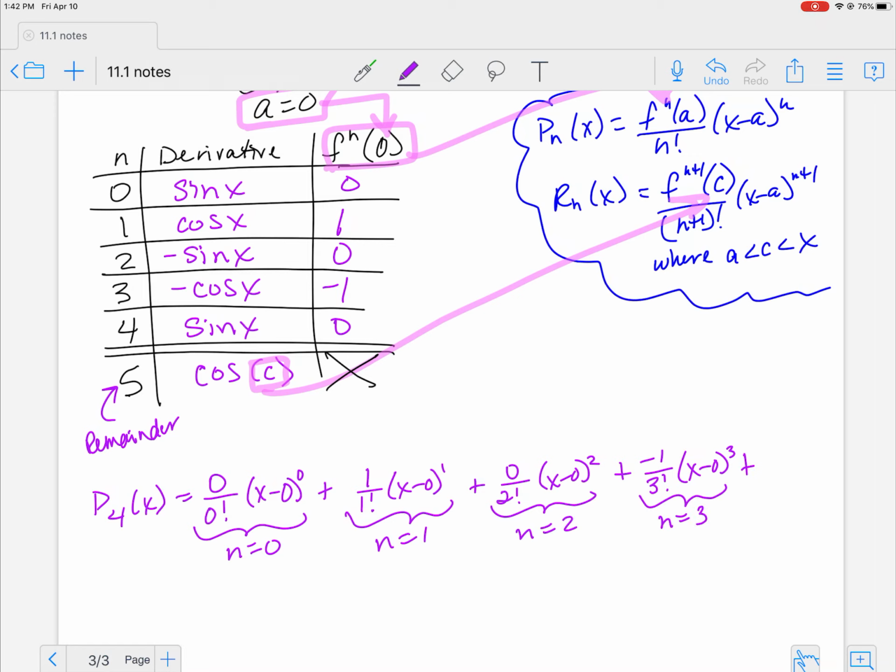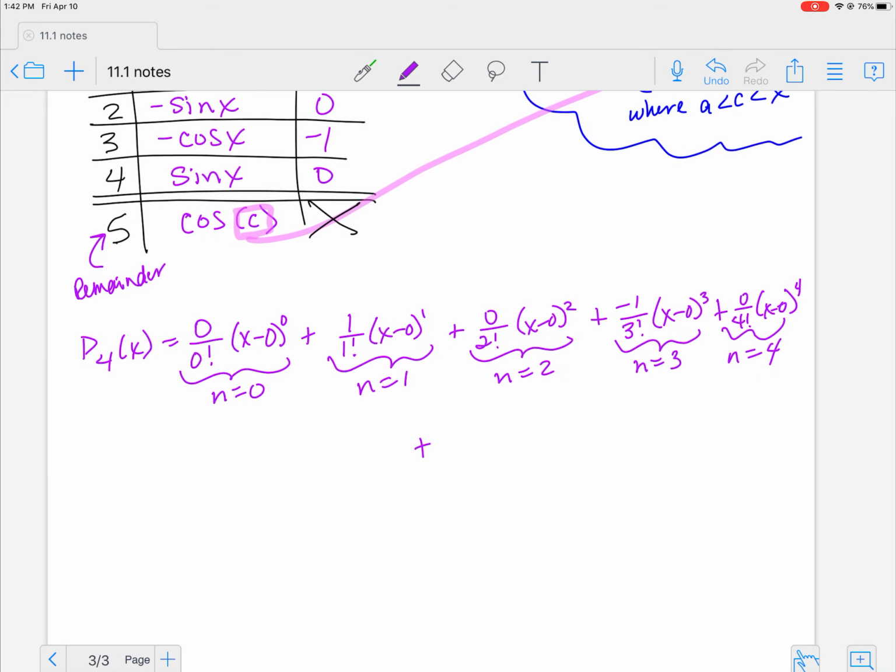Plus 0 over 4 factorial x minus 0 to the 4th, plus my remainder here is that next term. So my numerator is this piece of it. So I actually have the cosine of c over 5 factorial x minus 0 to the 5th, and then we define that, where 0 is less than c, which is less than x.